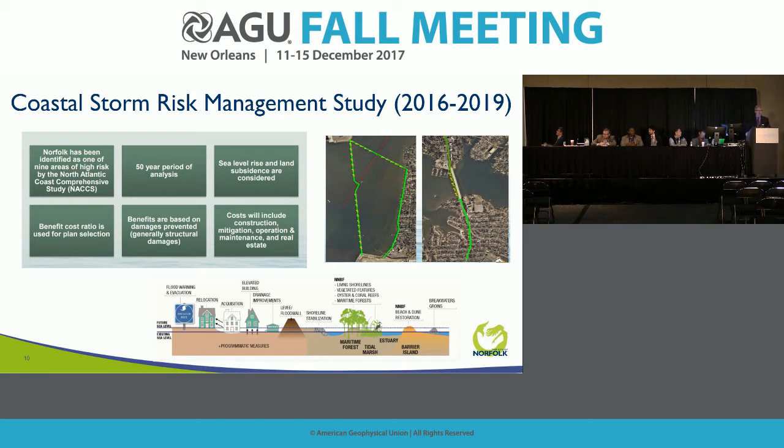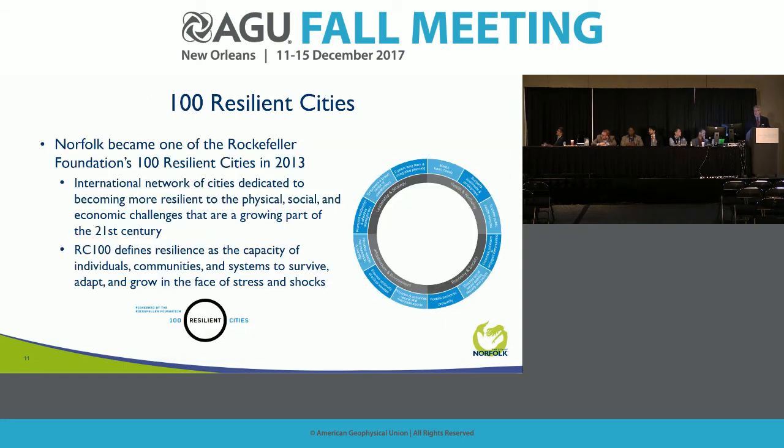So while we're looking at some structural things, we are trying some non-structural approaches as well. Norfolk was one of the original cohort of the 100 Resilient Cities, as was New Orleans, and that process has helped us figure out what it means to be resilient. The definition at the bottom of the slide is that we are going to be able to accept shocks and stresses and bounce back. And not only are we going to bounce back, we're going to bounce back better. So we're going to adapt and grow in the face of challenges.